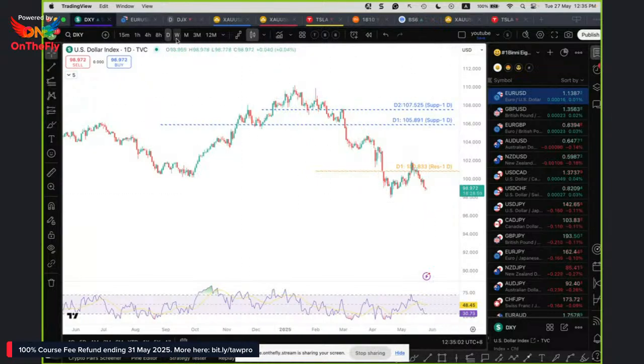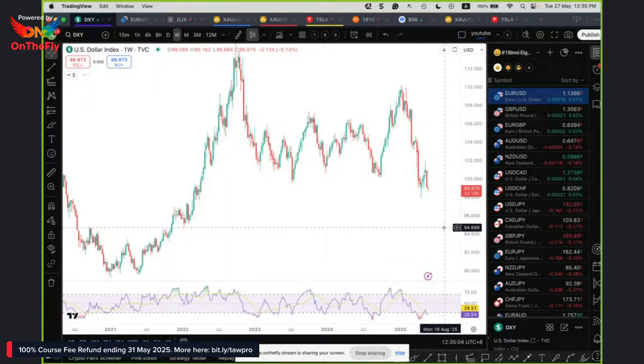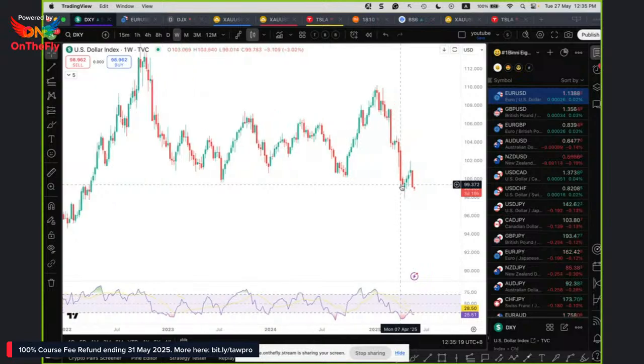Most important, every time we take a look at the weekly chart, because whether you are trading in a lower time frame like the 4-hour or a higher time frame, it is very important to take a look at the weekly chart because it gives us a really good perspective.